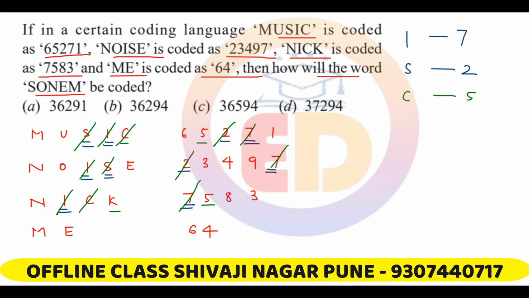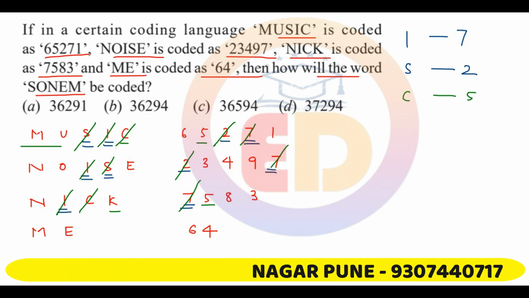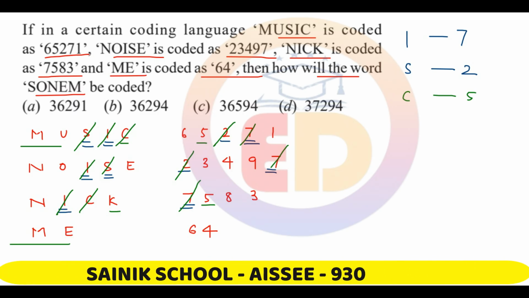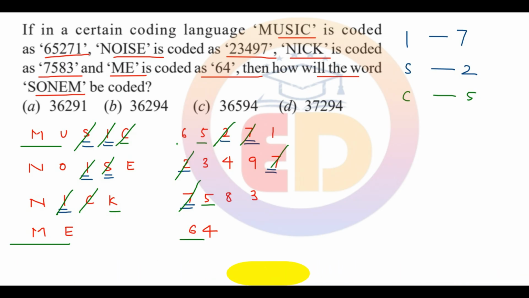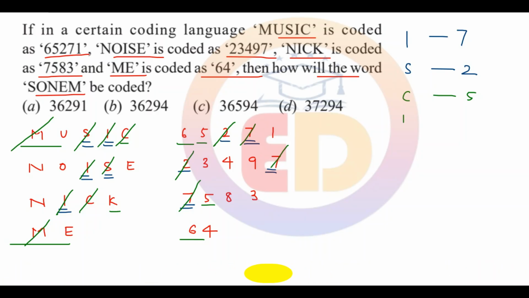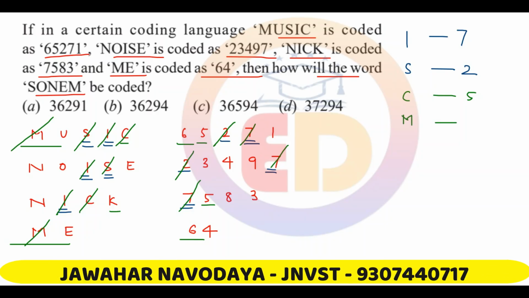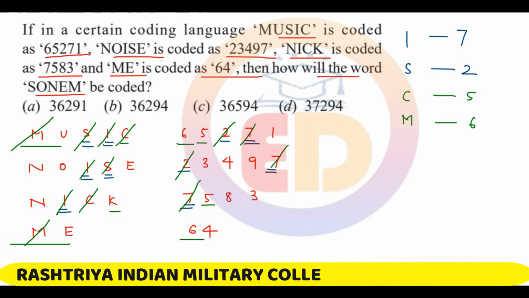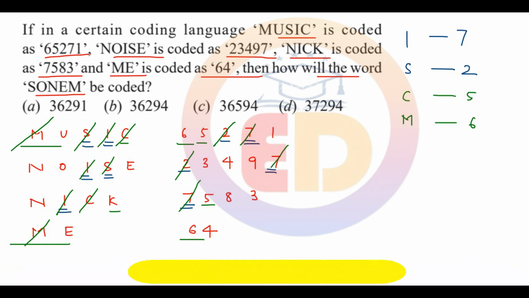Now you can see that in the first and fifth M is common, and in the first and fifth the number 6 is common. It means M is 6. And now in the first word music, all the alphabets we have identified.